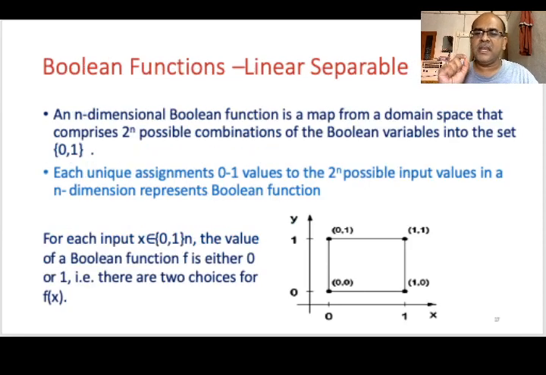So whenever you have any kind of Boolean function, definitely it will be linearly separable. How? An n-dimensional Boolean function is a mapping from a domain space that comprises 2 power n possible combinations of the Boolean variables that will fit into a set called 0 or 1. So each unique assignment of 0 to 1 values to the 2 power n possible input values in an n-dimensional space basically is going to be linearly separable because it will either be 0 or 1. There are only two choices for a Boolean function. Binary logic.